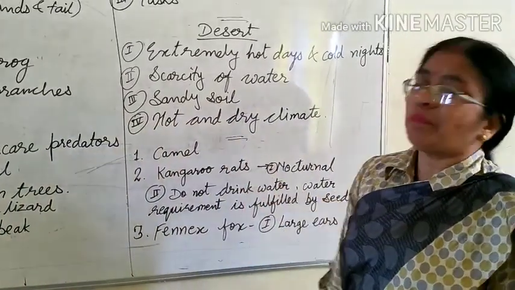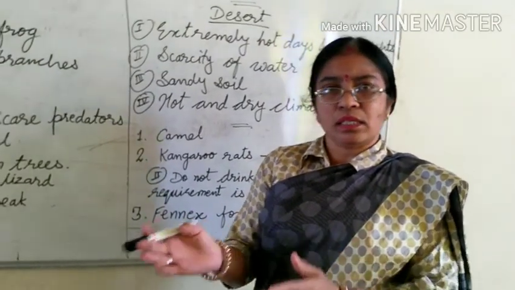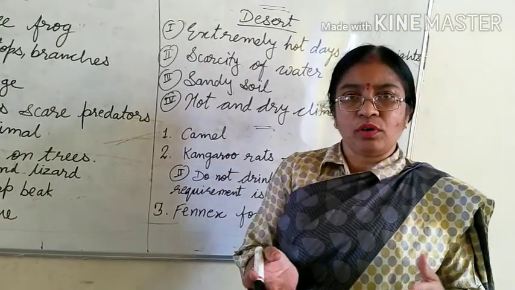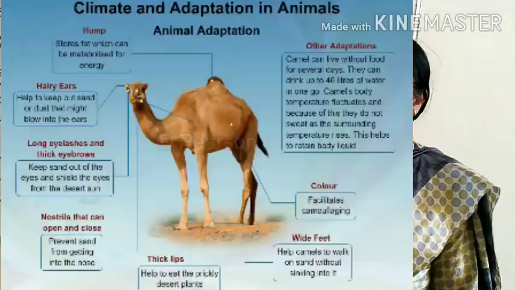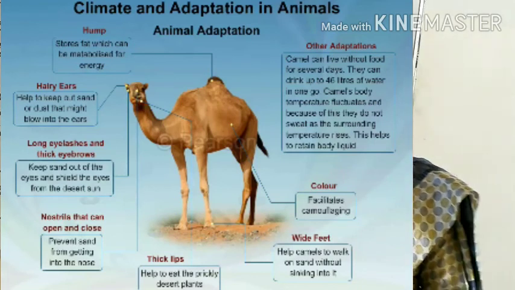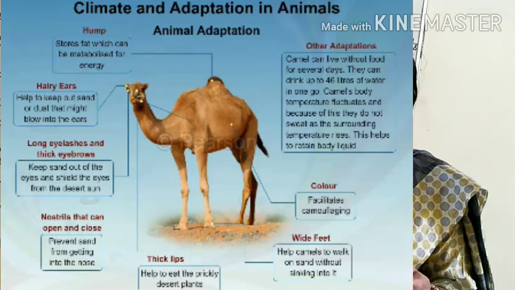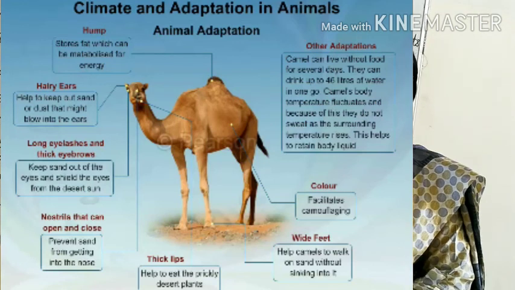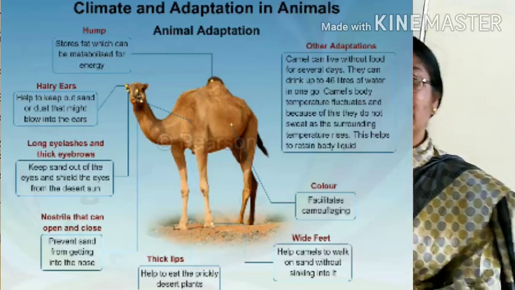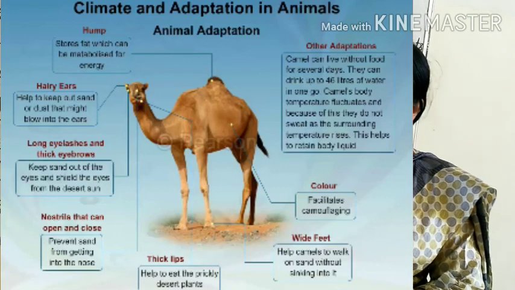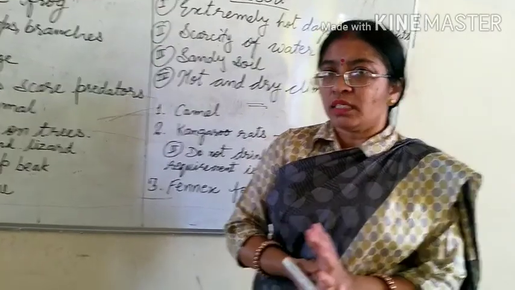Now, first we take the example of camels. You have already learned many adaptations regarding the camel in your lower classes also. So you can see the picture again. We will start from the paws. Its paws are padded. With the help of these padded feet, they can easily walk on the sandy soil. If you want to walk on the sandy soil, your legs can sink inside the soil. But the camel will not sink because its padded feet help it to walk easily on the sandy soil.